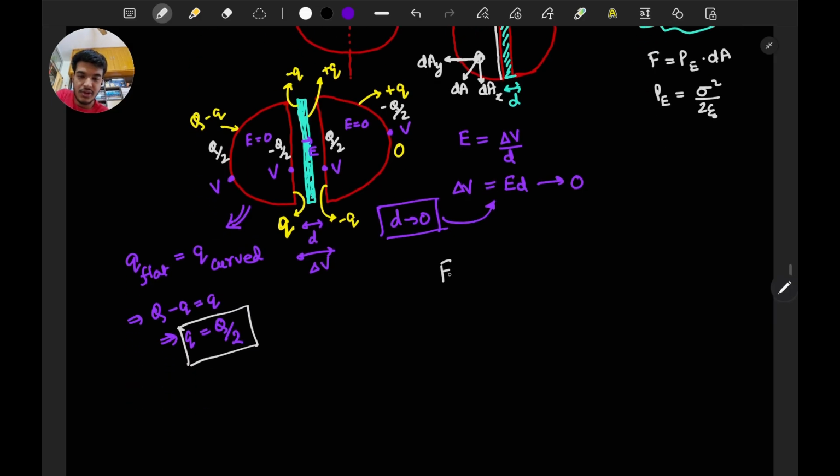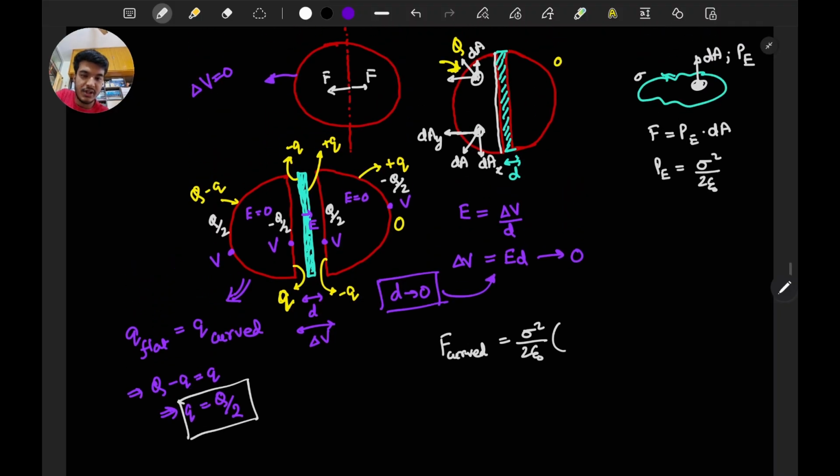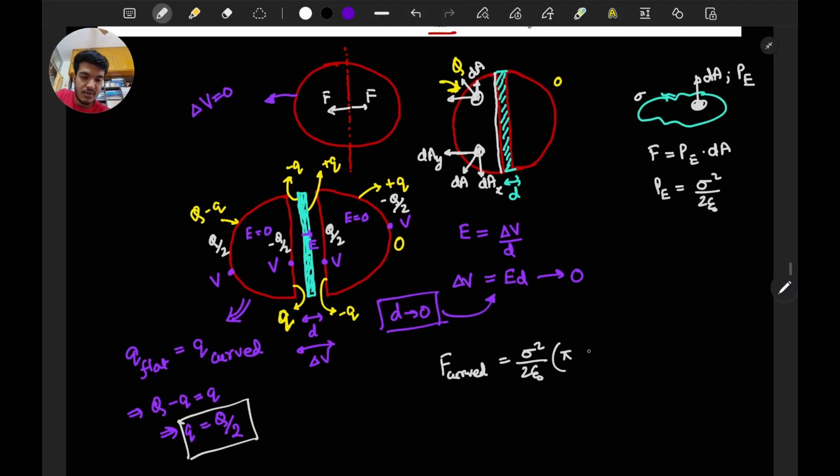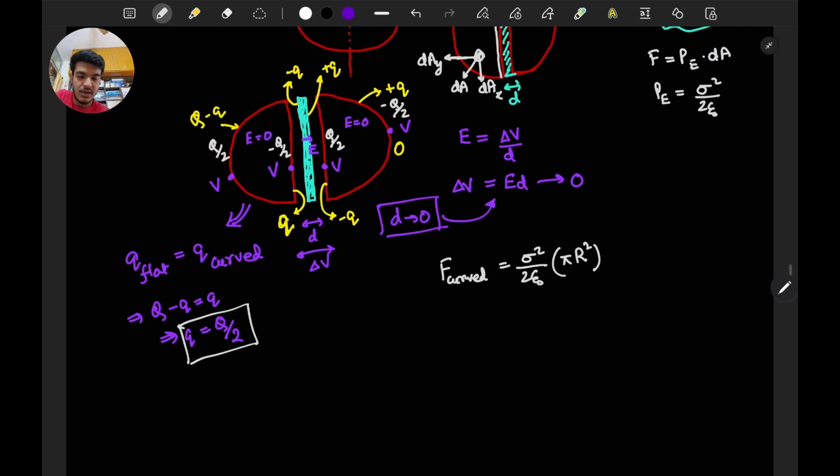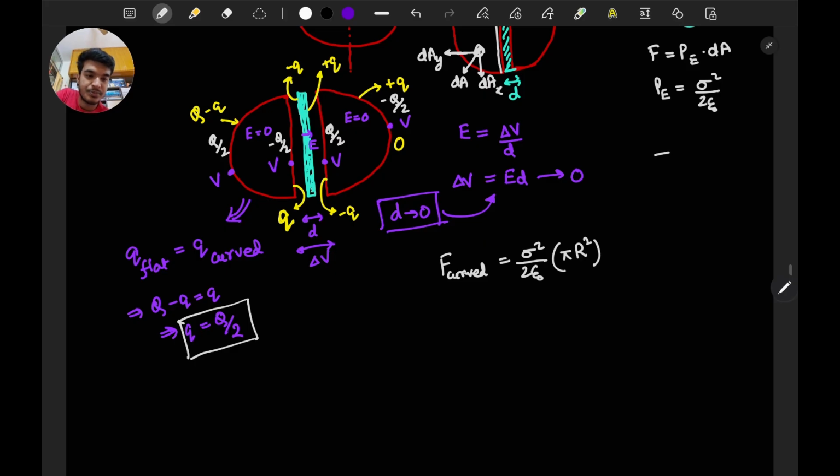So the force on the curved part is basically sigma square by 2 epsilon naught into the projected area, which is pi r square, right? And sigma is nothing but the charge distribution on this entire sphere, sigma was capital Q by 4 pi r square.